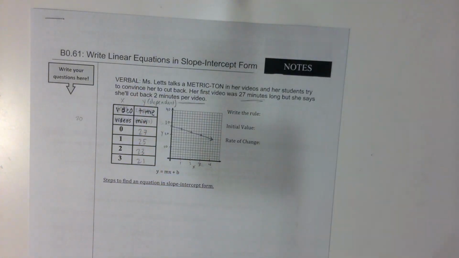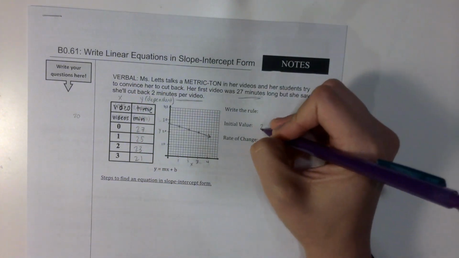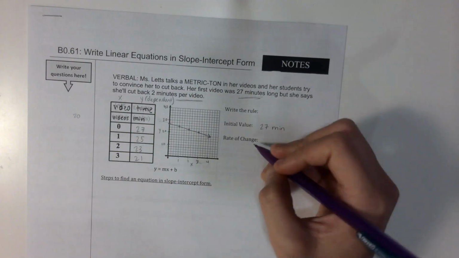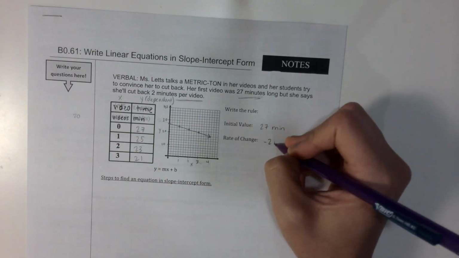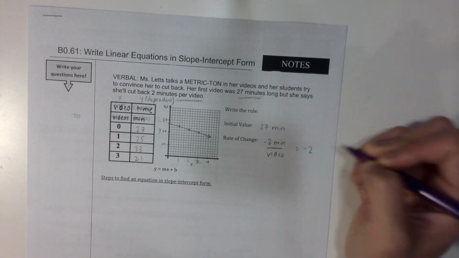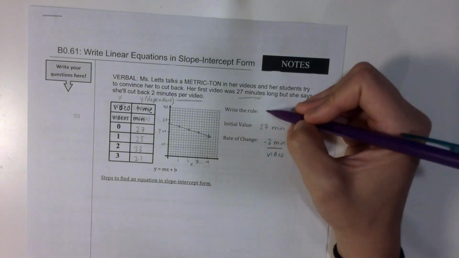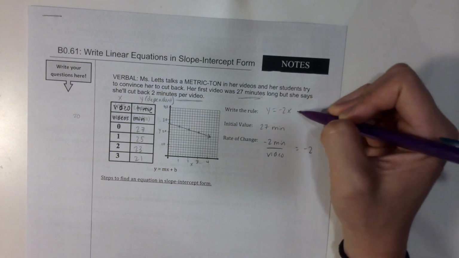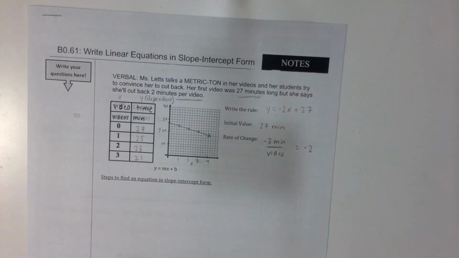Okay, so with the graph, we have our initial value is 27 minutes, and our rate of change is -2 minutes per video. So that would be -2. If we were to write the rule, we could do y equals -2x plus 27.